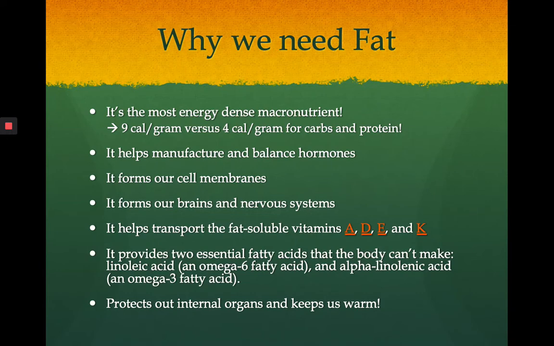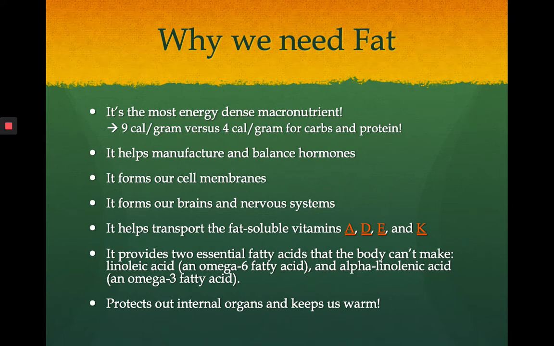So as we mentioned, it's the most energy-dense nutrient, 9 calories per gram versus 4 calories per gram from carbohydrates and protein. It helps manufacture and balance hormones. And recall that hormones are what transport messages and send messages throughout our body. Basically, they regulate and they control much of what happens in the body. Essential. It forms our cell membranes of every cell. It forms our brains and nervous systems.